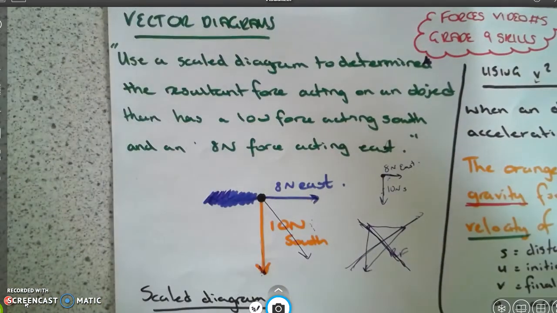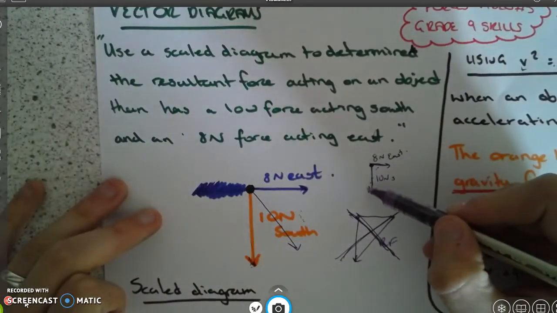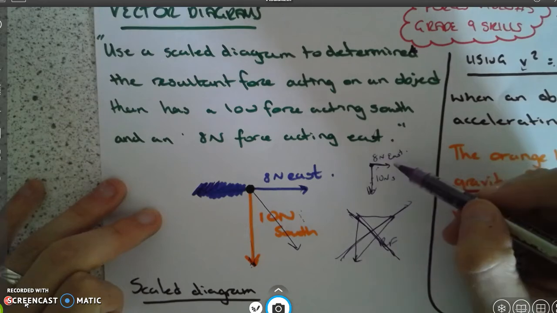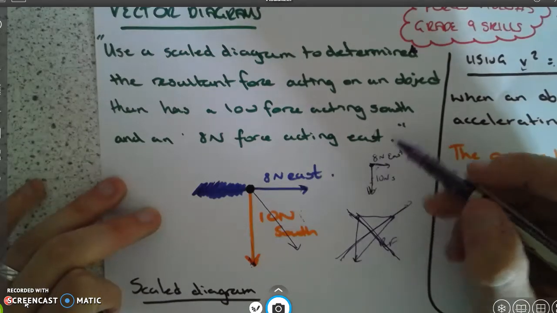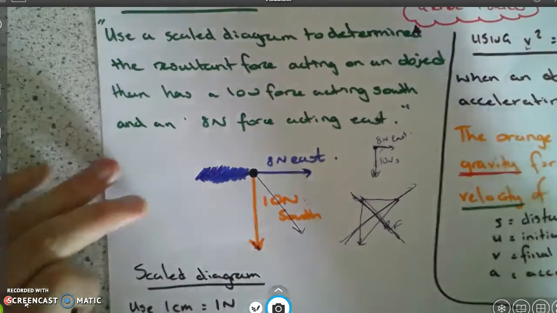So if I was in the exam, I would just draw a little diagram in the corner of what's going on. I'd say, okay, there's a 10 Newton force acting south, there's an 8 Newton force acting to the east, so this is my scenario.